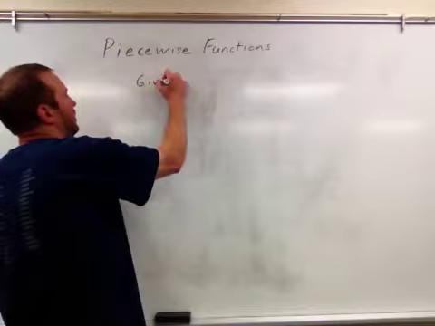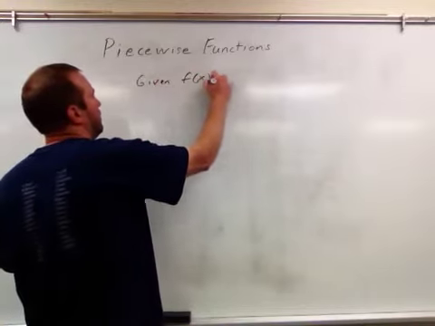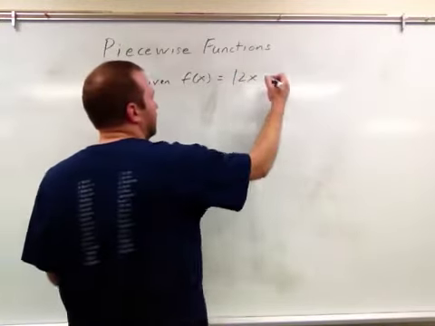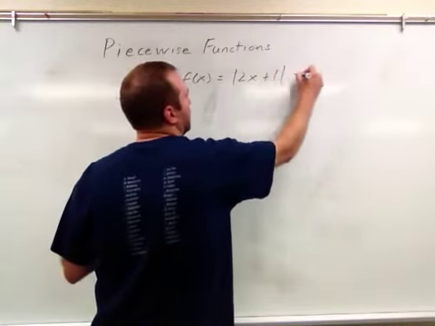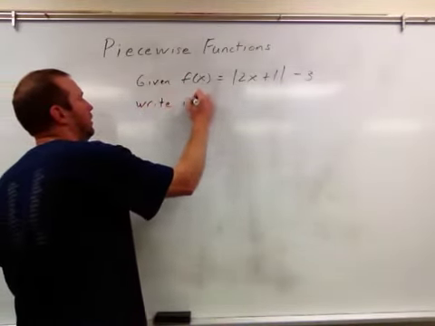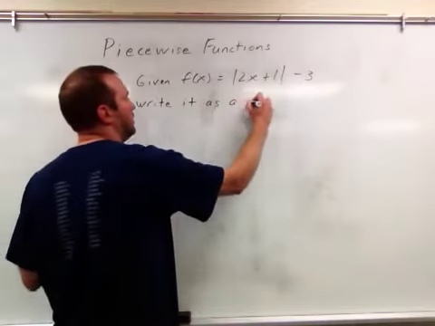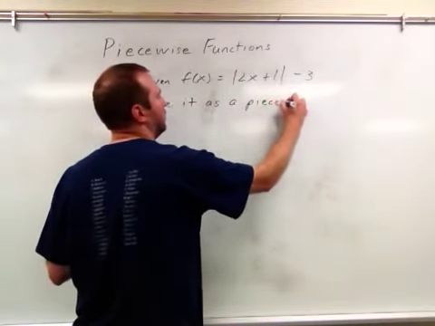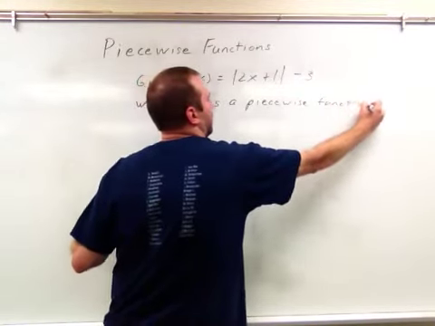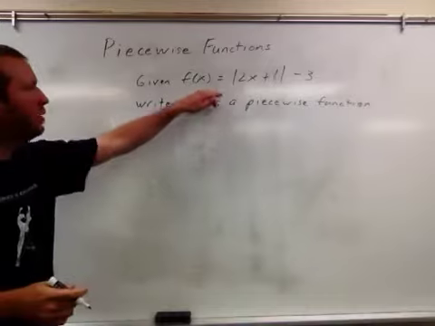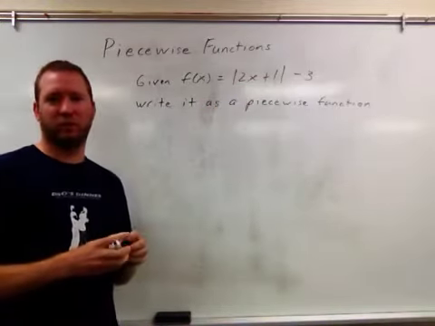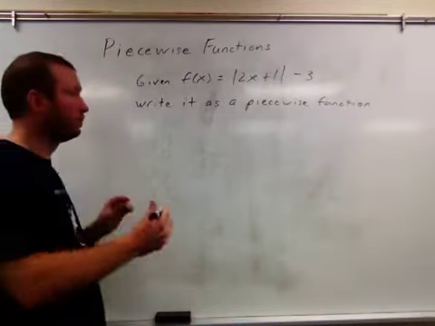Alright, so we're going to look at: given f of x equals the absolute value of 2x plus 1 minus 3, write it as a piecewise function. So we're going to write this equation, the absolute value of 2x plus 1 minus 3, as a piecewise function. Okay? So here's how we're going to do it.